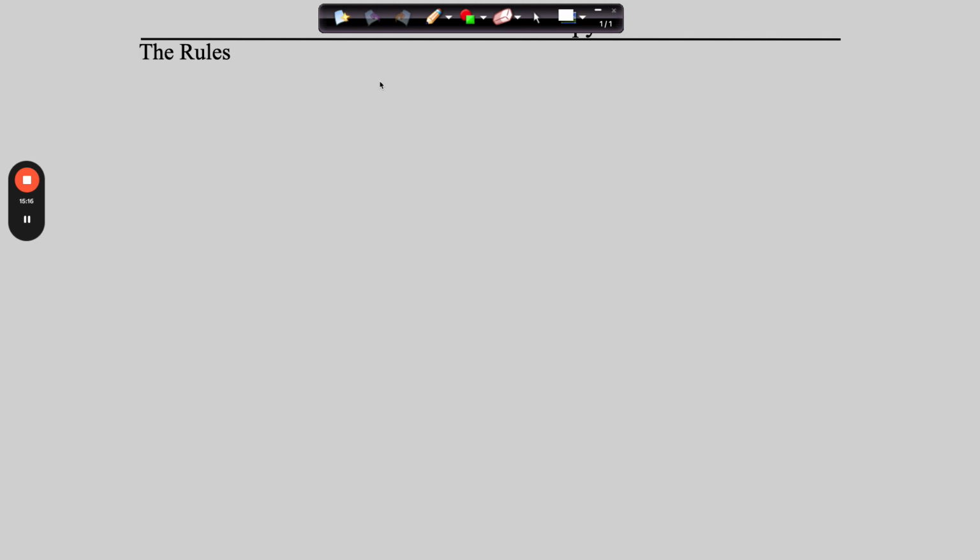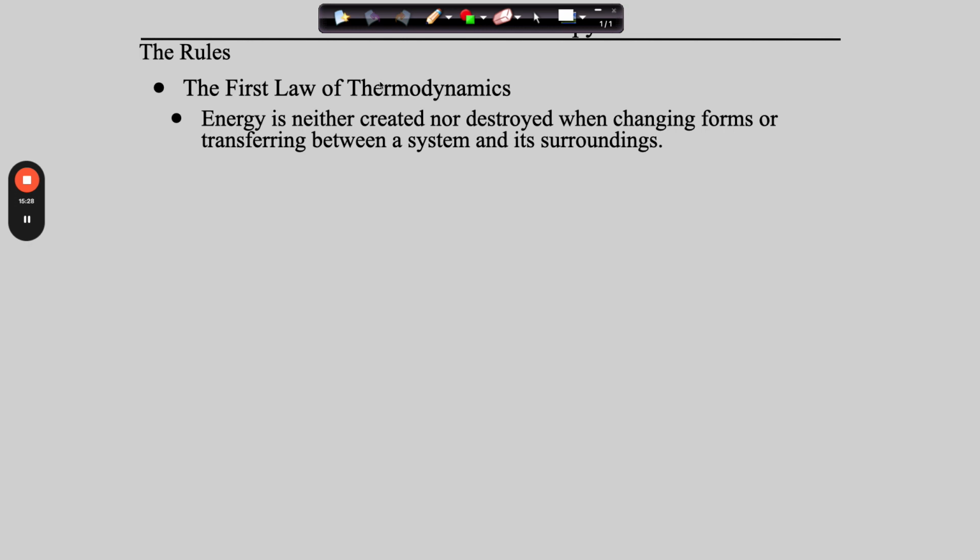But guys, accounting in chemistry is actually something we all need to get good at. And these are the rules. First law of thermo. The first law of thermo simply says this: energy is neither created nor destroyed when changing forms or transferring between the system and the surroundings. Some of you right now, your ears are tickling a little bit. But before we talk about the tickle, we've got to bring this to bear on the diagram that we looked at previously.